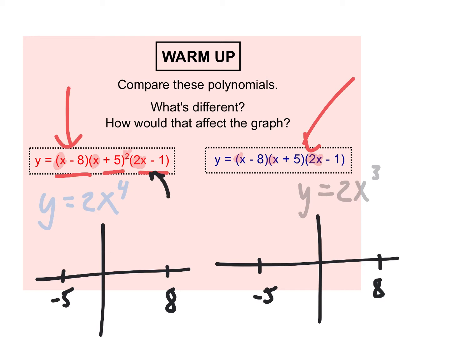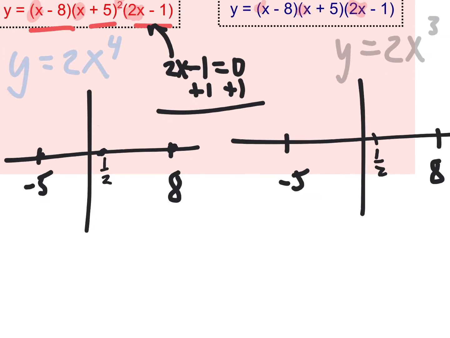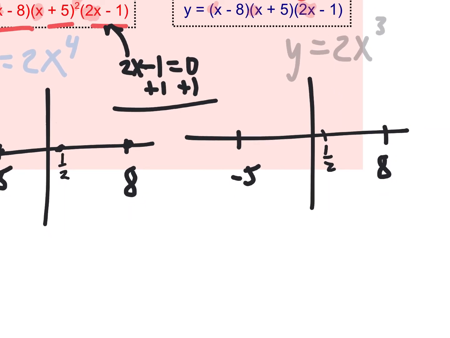If you have trouble with this kind, it's just 2x minus 1 equals 0, and then solve it. Plus 1, plus 1. All right, I'm going to pause for a minute. When you're done, you're going to know which way they end. On the right side, is it going up or down? On the left side, is it going up or down? It's got to bounce somewhere on one of them. All right, pausing. -5, 1/2, and 8.